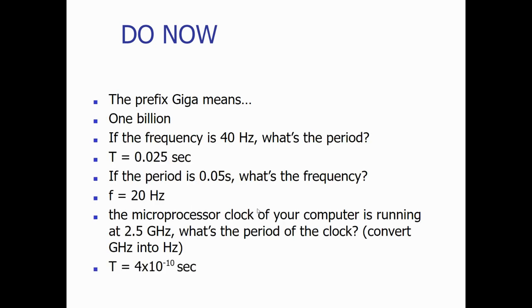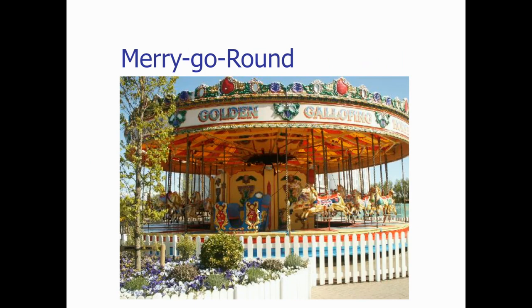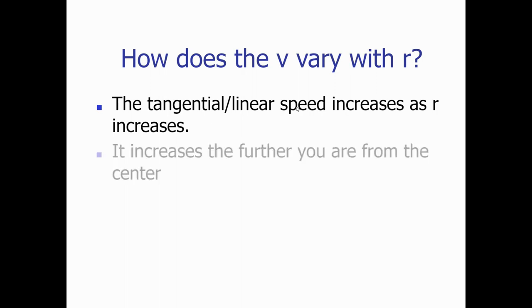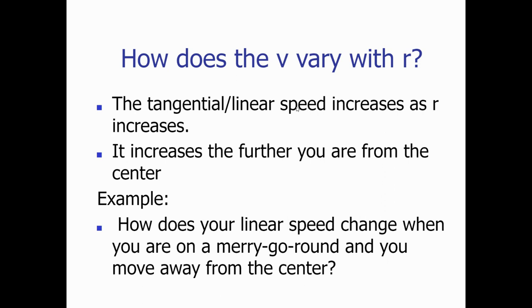Okay, we're not going to go through all of this right now. So like your merry-go-round carousel, how does the tangential velocity vary with the radius? The tangential or linear speed is going to increase as the radius increases. So it's basically the same thing as I said. The farther away you go, the more that is going to wind up being. So it increases the further you are from the center.